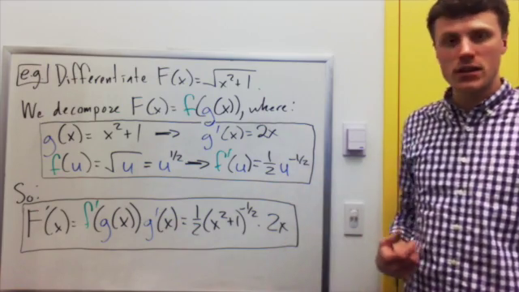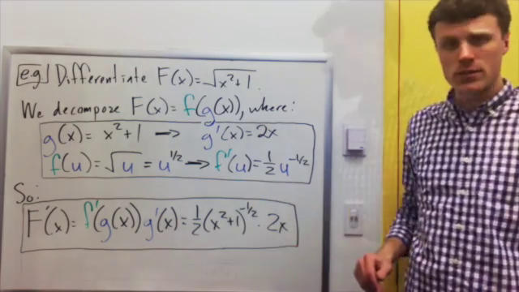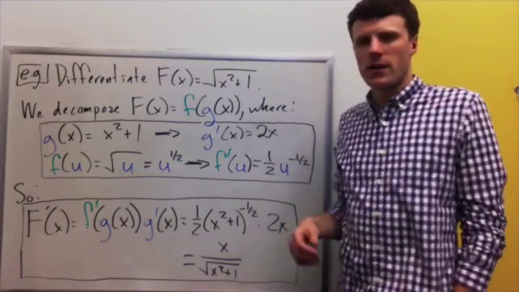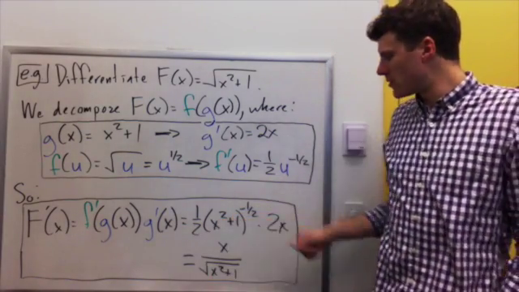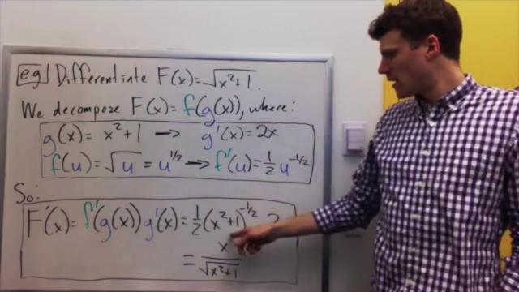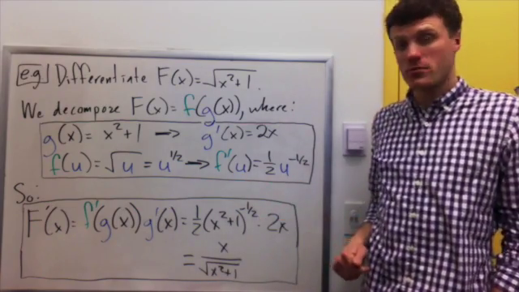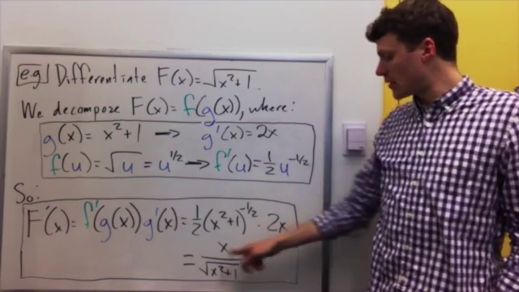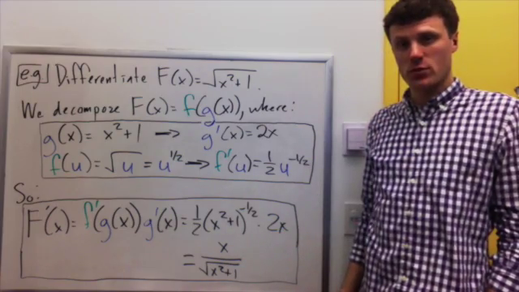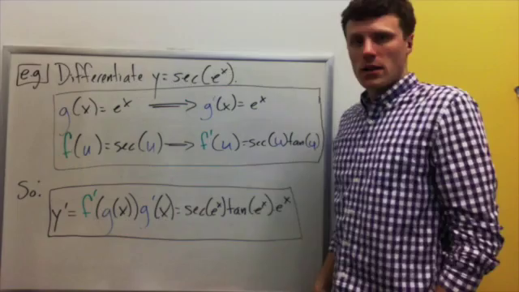You could go ahead and simplify it. I'm just going to leave it like this. You know what? Never mind. I'm going to simplify it. This becomes 1/2 times 2, cancels out. X squared plus 1 to the minus 1/2, that goes into the denominator. 1/2 power means square root. So I get x over the square root of x squared plus 1. Nice. All right, let's do another example.